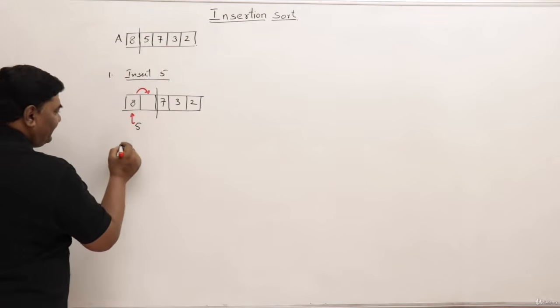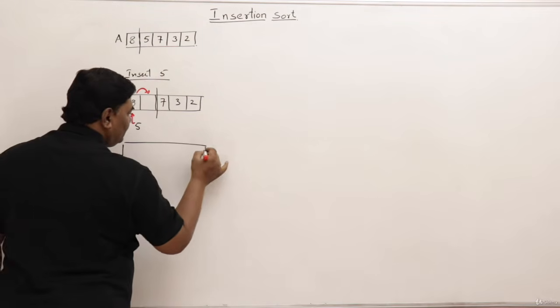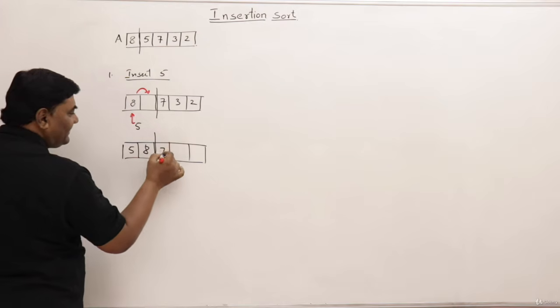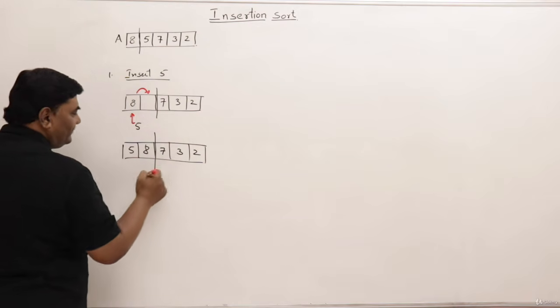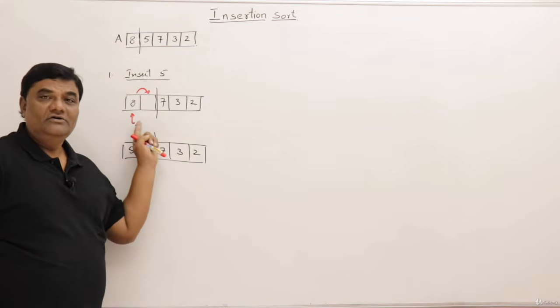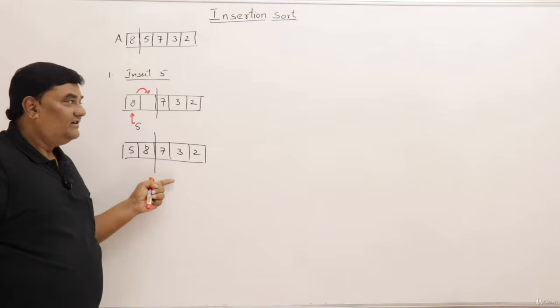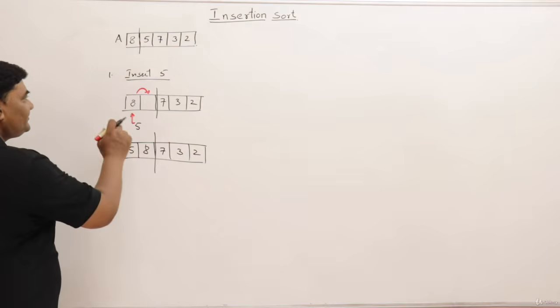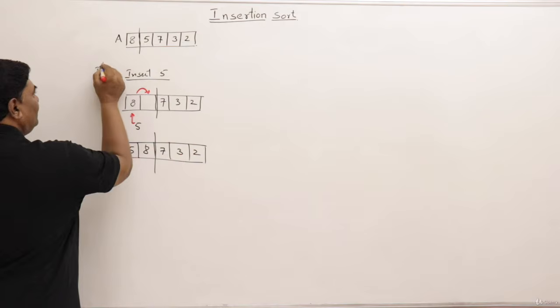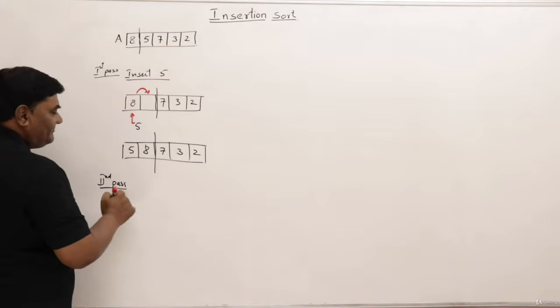So after inserting 5, the result is 5, then 8. Till here the list is sorted. Remaining 7, 3, 2, they are not yet sorted. So I have shown here how to insert 5, how to shift the element, and this is the result. So one element we have inserted. Let us call this the first pass. Then second pass.